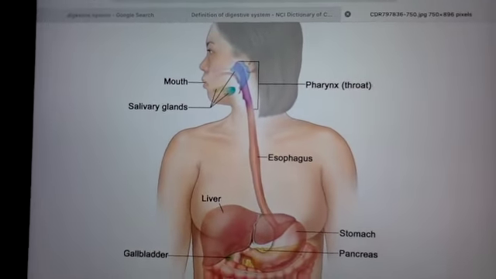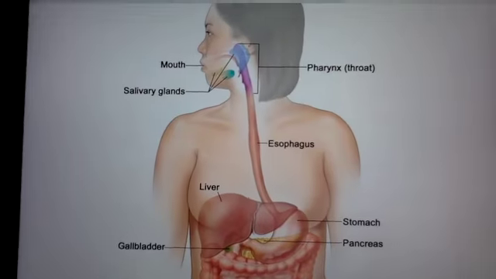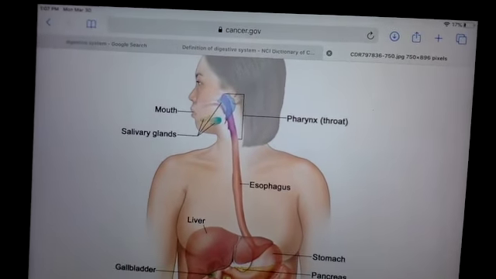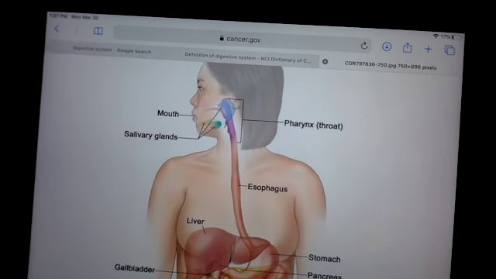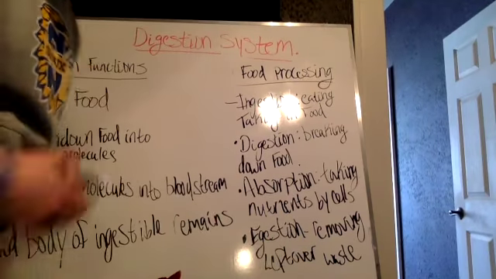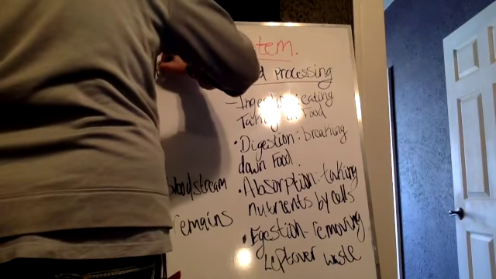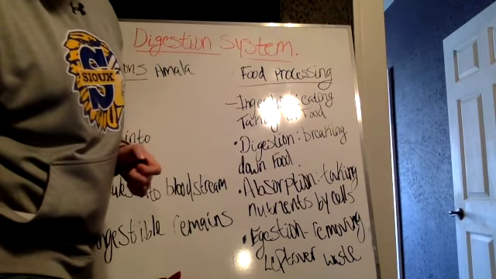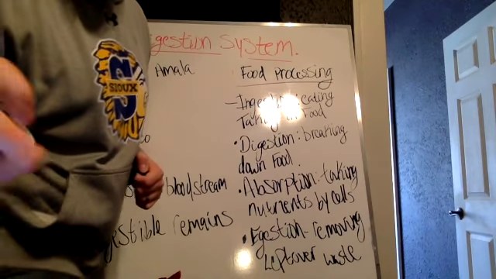Now, this is important because, believe it or not, your saliva, or your spit, has some digestive enzymes in it. This is called amylase. I'm going to write that on the board so you guys get the gist. Did I spell it right? I haven't finished spelling it.